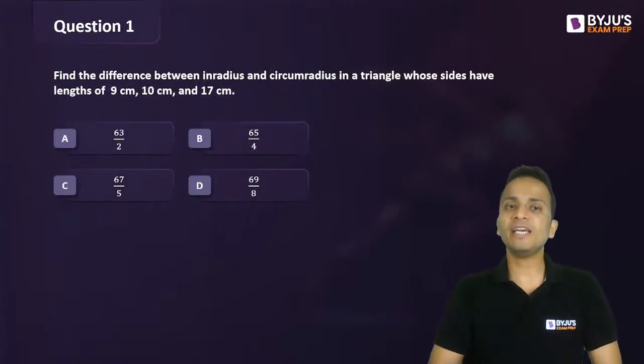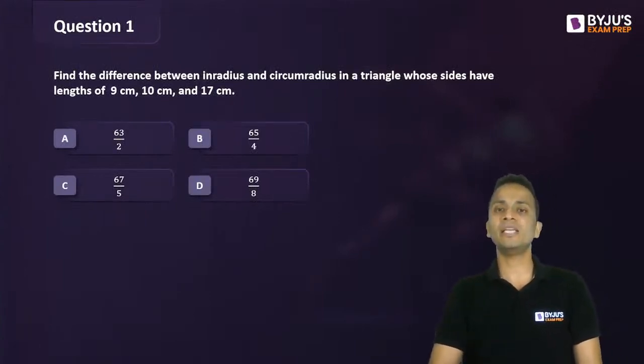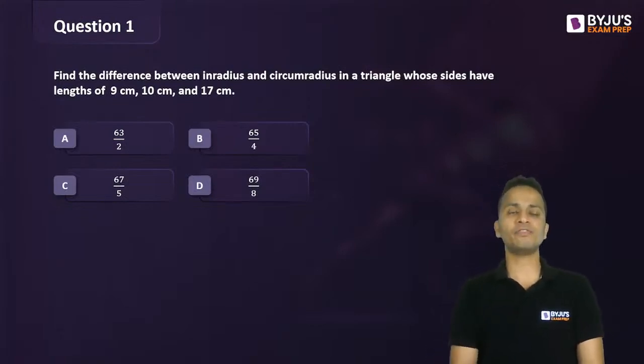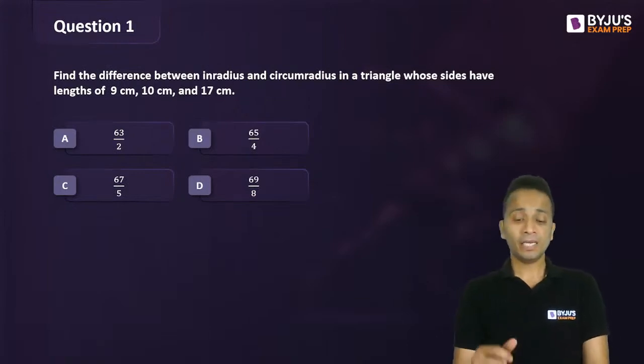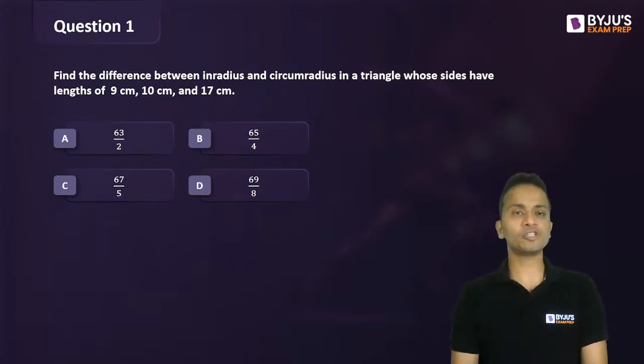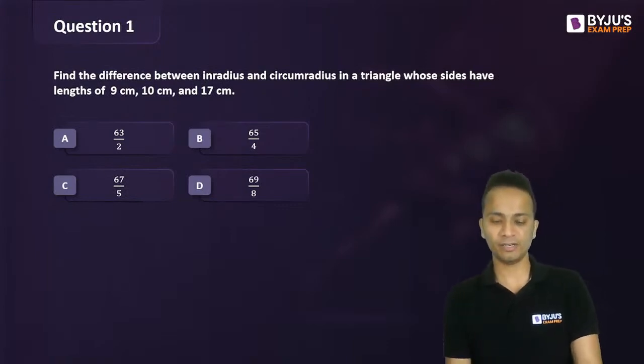Find the difference between the inradius and the circumradius in a triangle whose sides have lengths of 9, 10 and 17. Now using this question, you will get to know two more formulas of finding the area of a triangle.